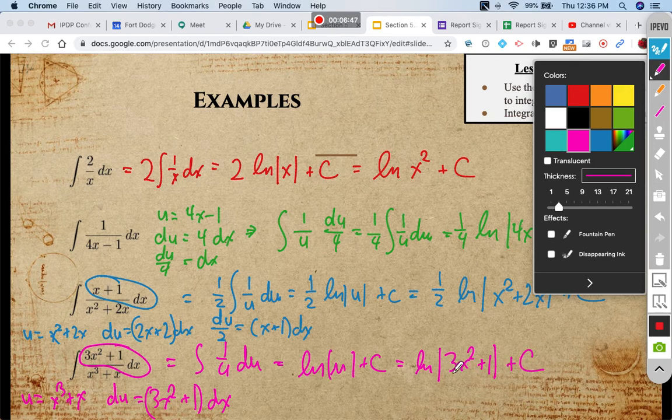But again, if I look at this, x squared is always positive times 3 plus 1 is always positive, so I don't actually need the absolute value in this one. So I can write it like this and get rid of my absolute value if I want to do that.